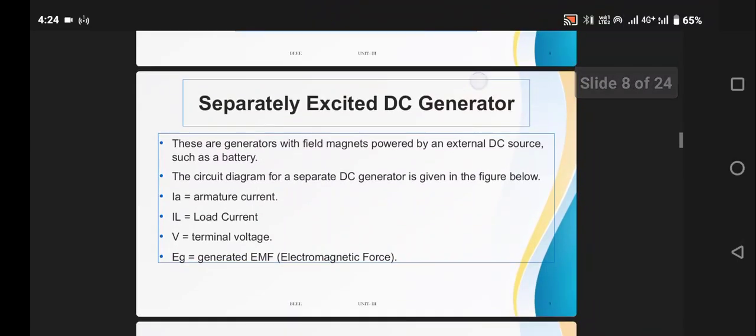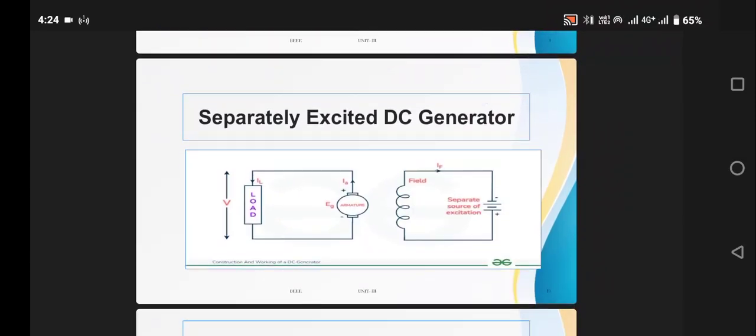The second category is the separately excited DC generator. These are generators with field magnets powered by an external DC source, such as a battery. From the circuit diagram, Ia is the armature current, IL is the load current, V is the terminal voltage, and Eg is the generated EMF, which is nothing but the electromotive force.